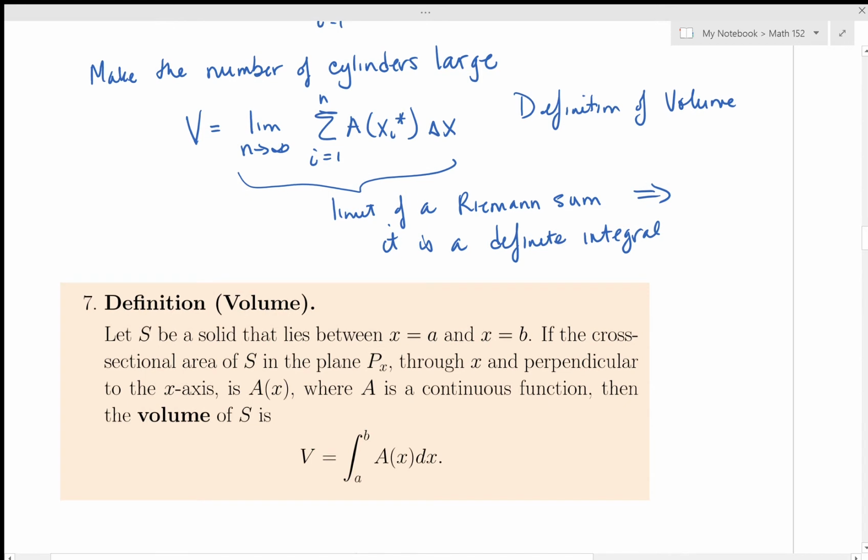Let S be a solid that lies between x equals a and x equals b. If the cross-sectional area of S in the plane P_x through x and perpendicular to the x-axis is A(x), where A is a continuous function, then the volume of S is the integral from a to b of A(x) dx. Okay, let's put this into an example. Hopefully things will become clearer.